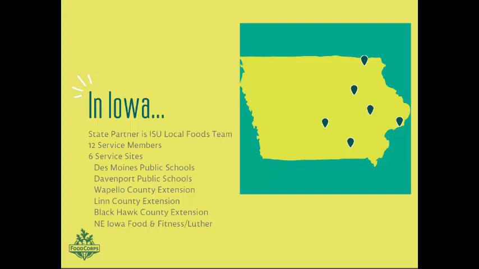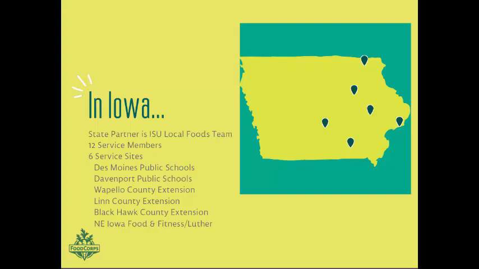So in Iowa, our state partner is the Iowa State Extension Local Foods Program team. We have 12 service members across the state, mostly in central and eastern Iowa at this point, but we are always looking to build new relationships with folks in places that are not technically FoodCorps sites yet, and see what our strategy for that looks like over the next couple of years. We have 6 service sites right now that are, like I said, both public school districts and county extension offices.